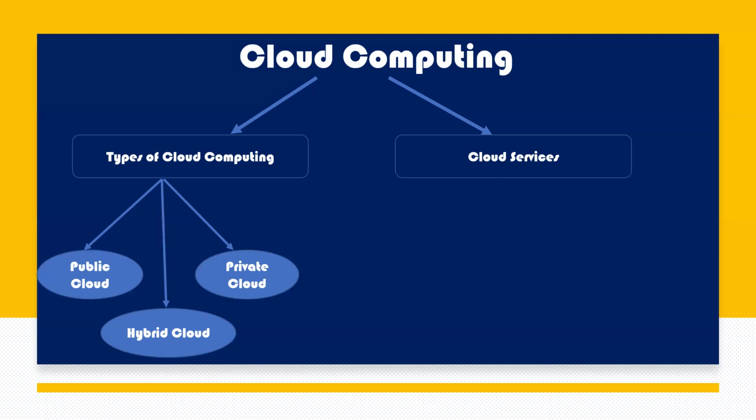Hybrid is nothing but a combination of public and private cloud. Some features they may have in the public cloud, and some features in the private cloud. If they're using both, it's called hybrid cloud. So based on the business, you can go with one type of cloud computing: either public cloud, private cloud, or hybrid cloud.